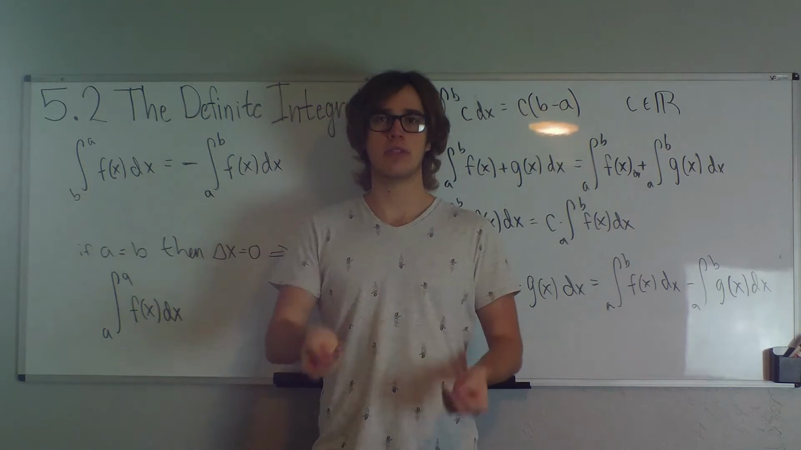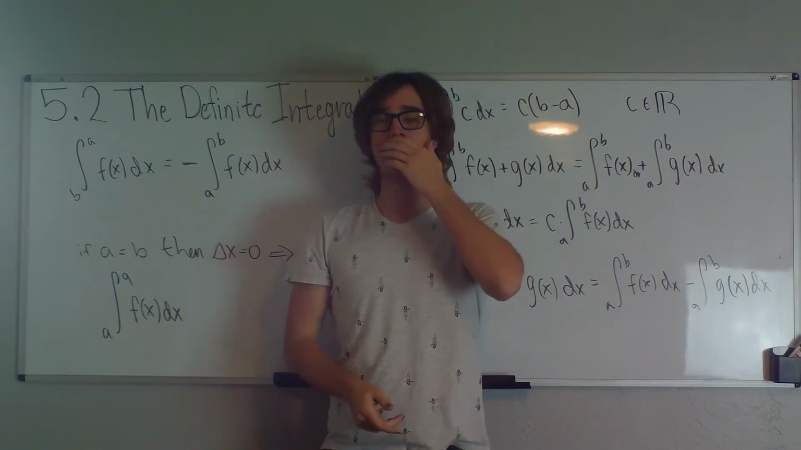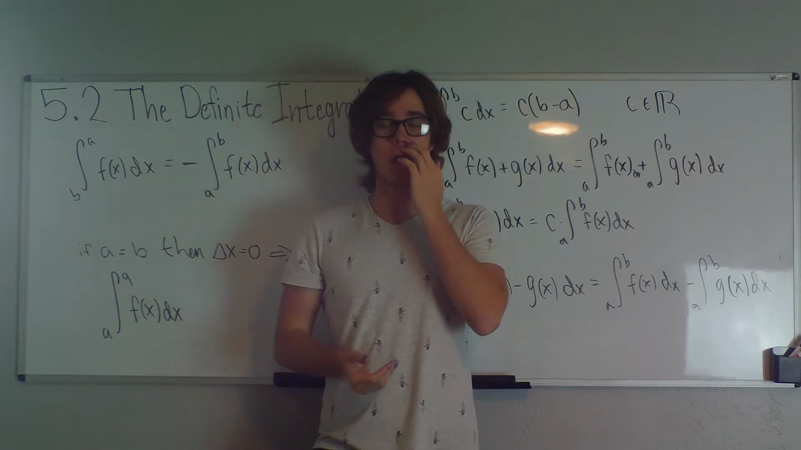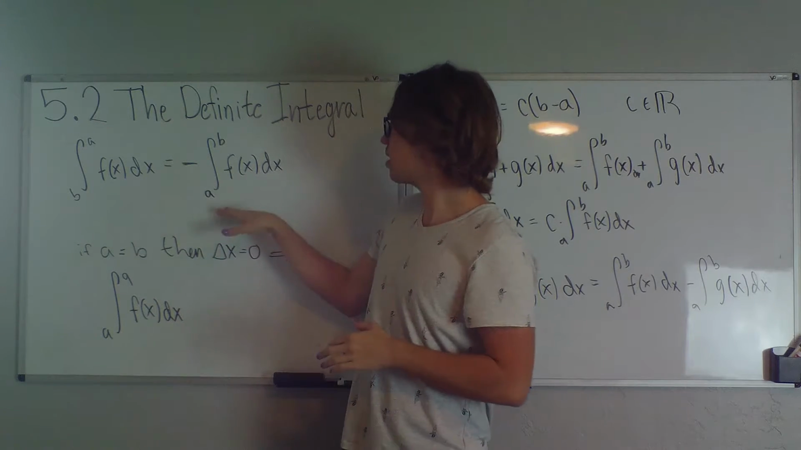So what are we doing? We're taking our bounds and swapping them. And what that is going to do is swap the sign of the answer. So it just becomes negative.